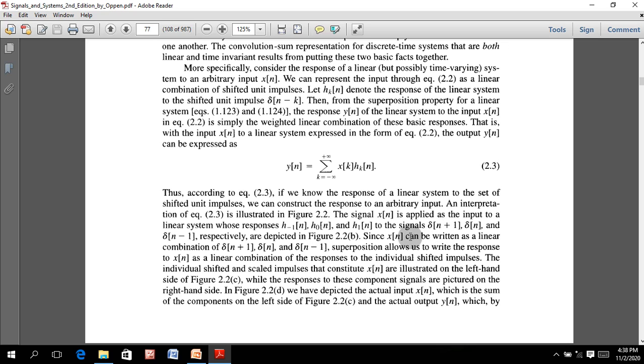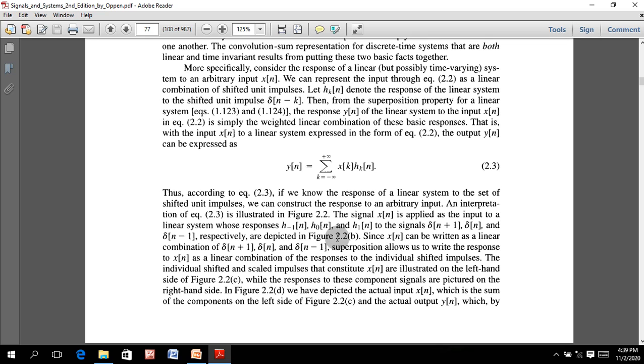When we feed all these impulse signals to a specific digital system, we will get responses respectively. For δ(n + 1), we will get a response h₋₁(n). For δ(n), we will get h₀(n). And for δ(n − 1), we will get a response h₁(n). So these are the responses that we will get.